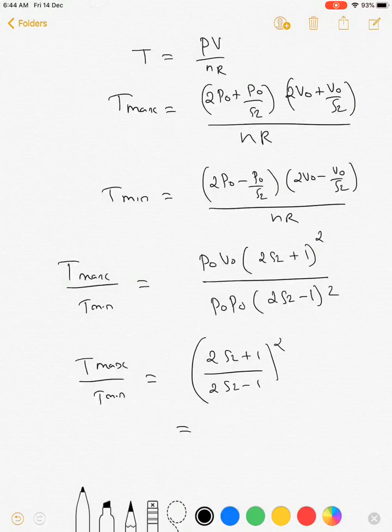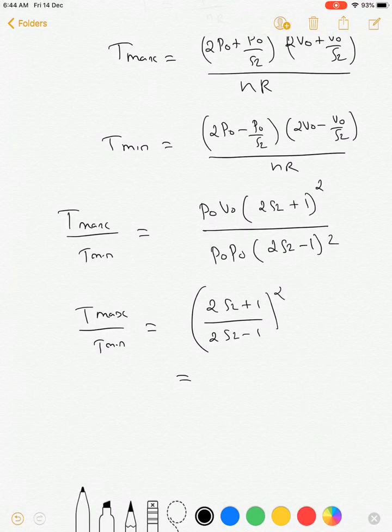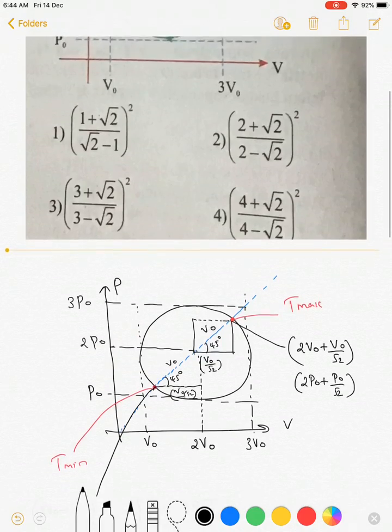Or if you multiply with root 2 in each and every term, then you will get something like 2 root 2 into root 2, that is 2 into 2, that is 4, plus root 2, divided by 4 minus root 2, the whole square. So according to the given options, option 4 is correct.